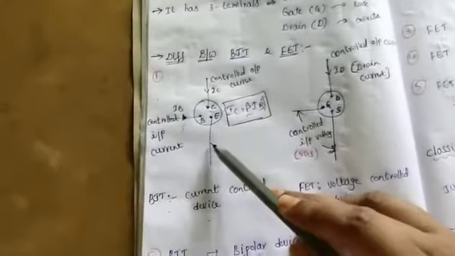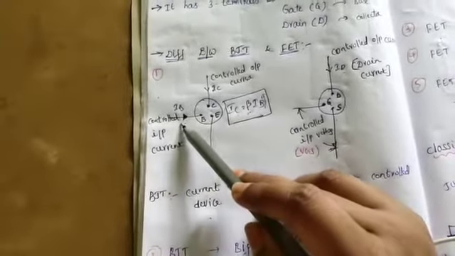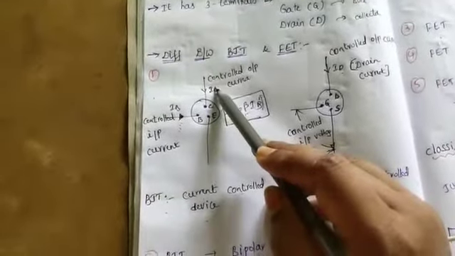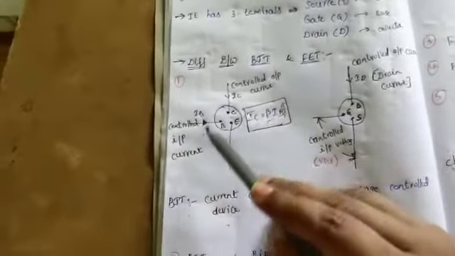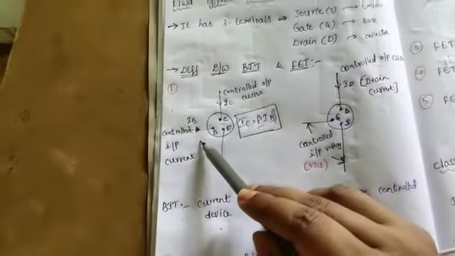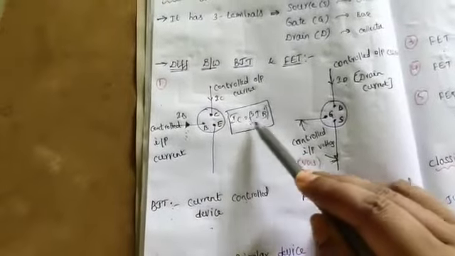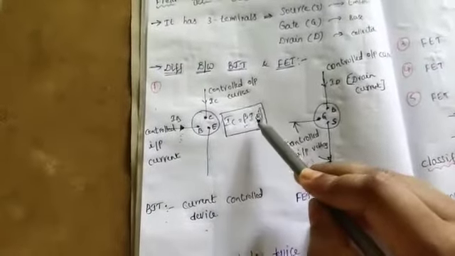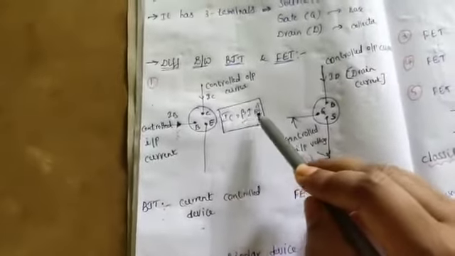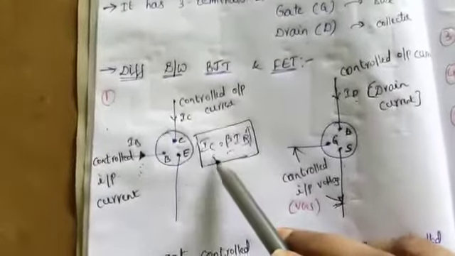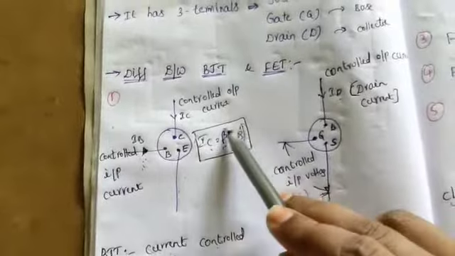Suppose you take the CE configuration. For the CE configuration, the input current is the base current IB and the output current is the collector current IC. What is the relation between IC and IB? IC equals beta times IB, right. So if IB increases, IC also increases. Beta is a fixed value, so as IB increases, IC also increases. So the output current IC is controlled by the input current IB.